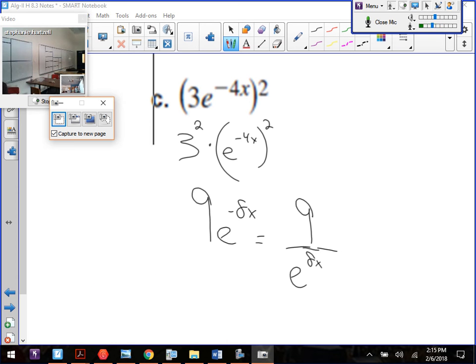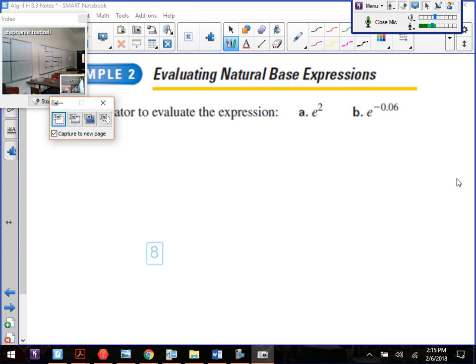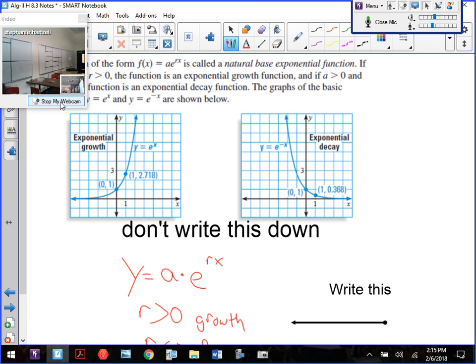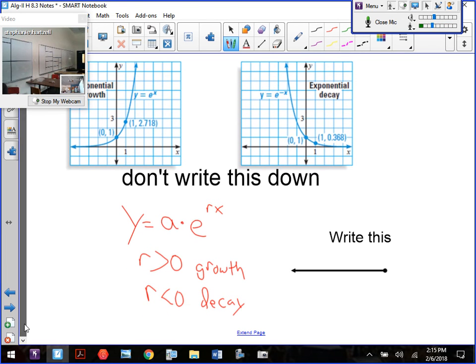Which gets me to be able to do that. Let me do that. What the graphs look like. Again, don't write any of this out. What happens here is that you can get growth and decay for e graphs. The only thing that changes is what the value of r is. This value of r that gets thrown into the exponent tells you if it's growth or if it's decay.